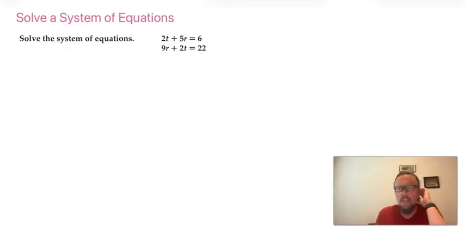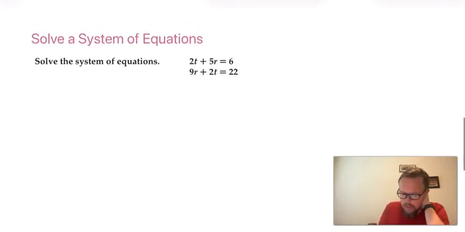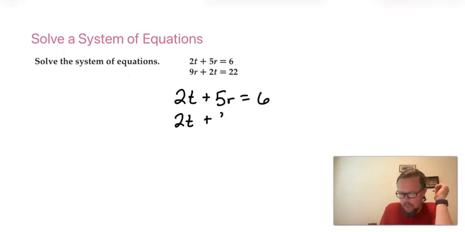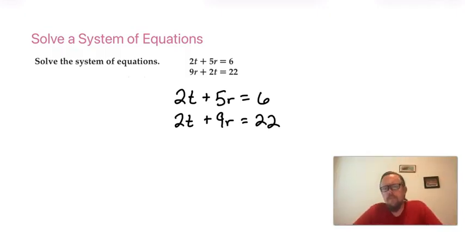this using elimination. So what I'm going to do is rewrite the first equation with no changes, 2t plus 5r equals 6. And the second equation I'm going to rewrite with no changes, except I'm going to switch the place of the 9r and the 2t, so that the equation has the t's lined up, the r's lined up, and the constants lined up.